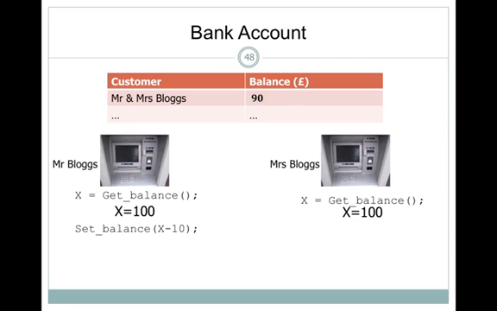But the cash machine that Mrs. Bloggs is using hasn't finished yet. It also gives Mrs. Bloggs a £10 note, subtracts £10 from the balance it had, which was 100, and updates the balance again to 90. And this is a problem because Mr. Bloggs and Mrs. Bloggs have each been given a £10 note, but their bank balance is now 90 instead of 80 as it should be.